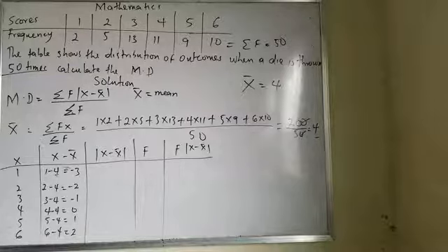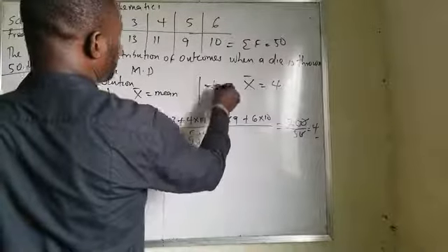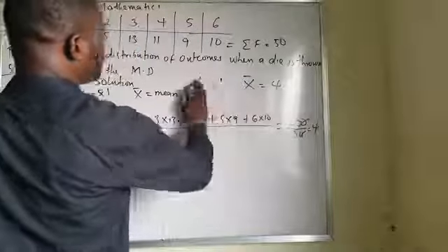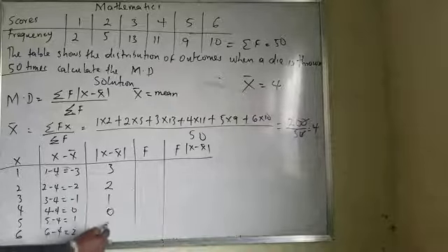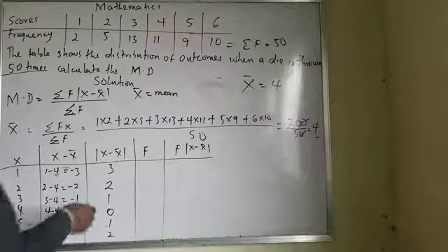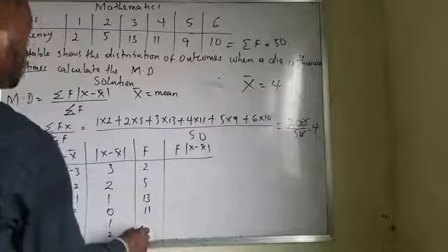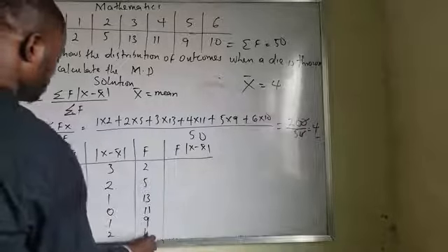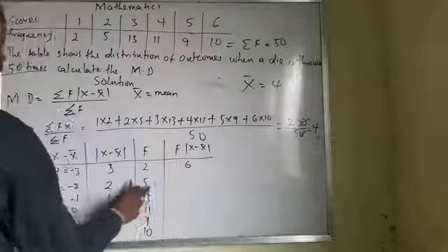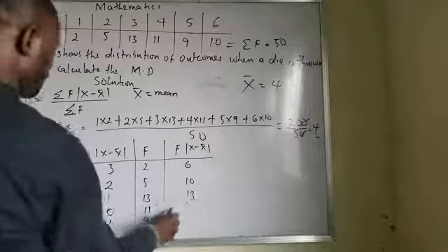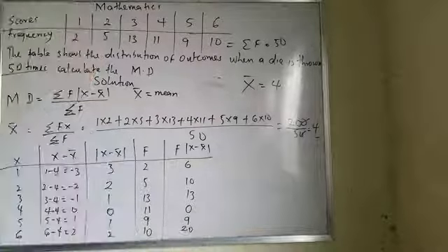Now, absolute value means you neglect the sign. When you have the absolute value of minus x, the answer becomes x. Please take note of that. So I have 3, 2, 1, 0, 1, 2. Now, what are my frequencies? We have 2, 5, 13, 11, 9, and 10. Now, f times the absolute value, multiplying these, gives 6, 10, 13, 0, 9, and 20. That's what I have there.